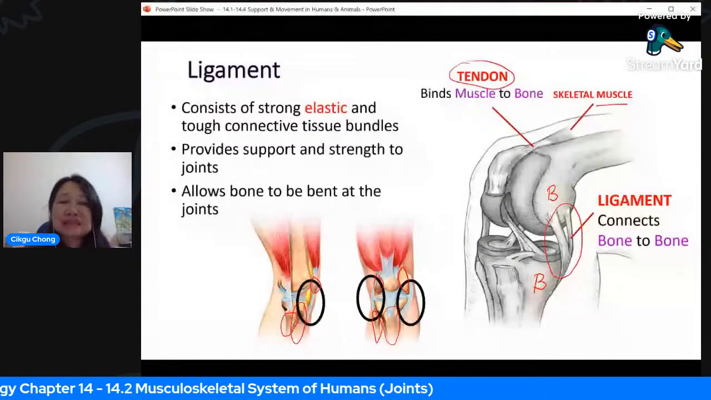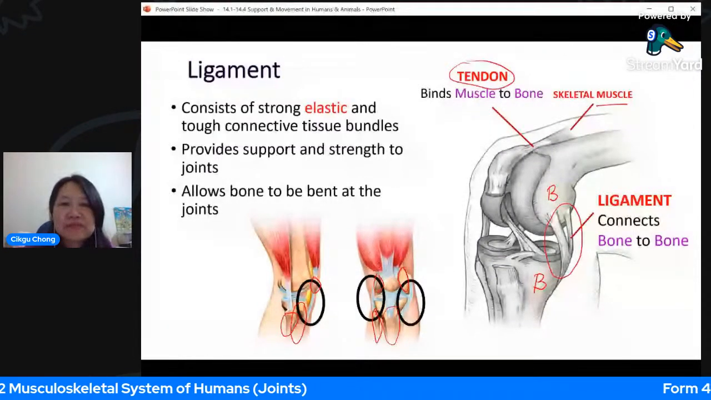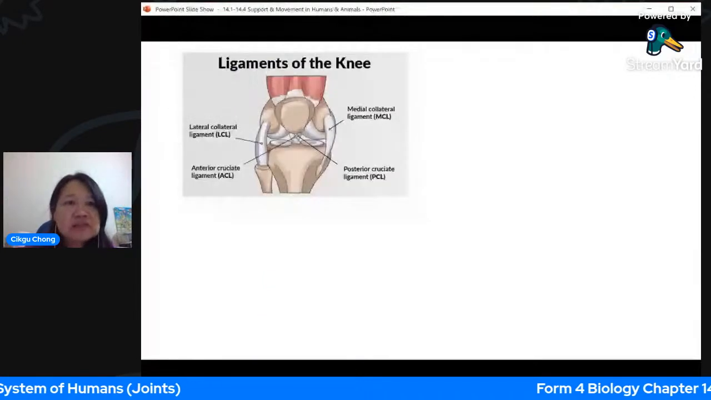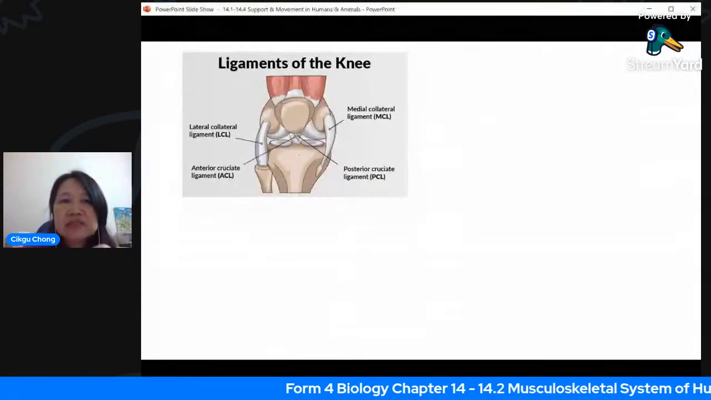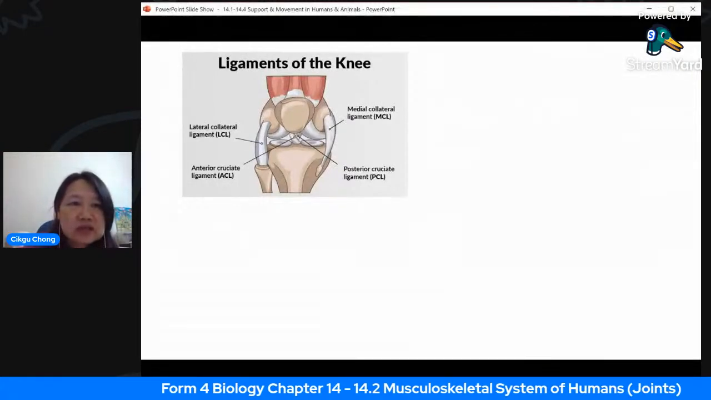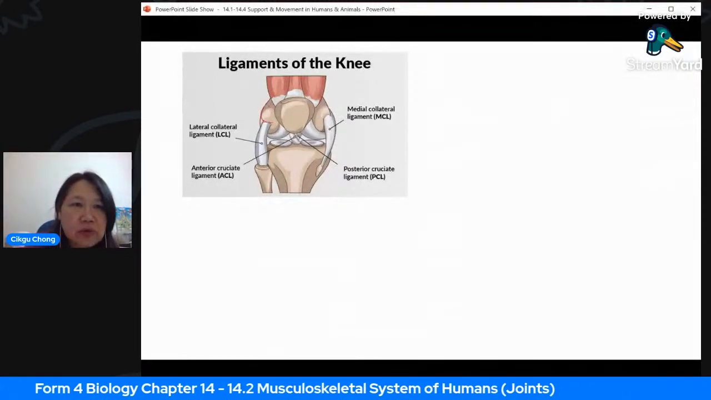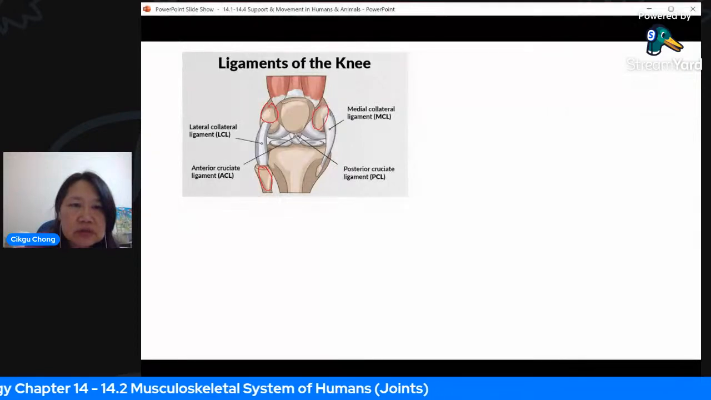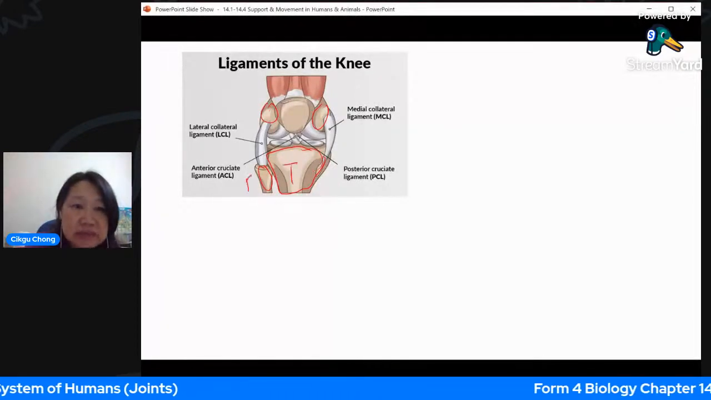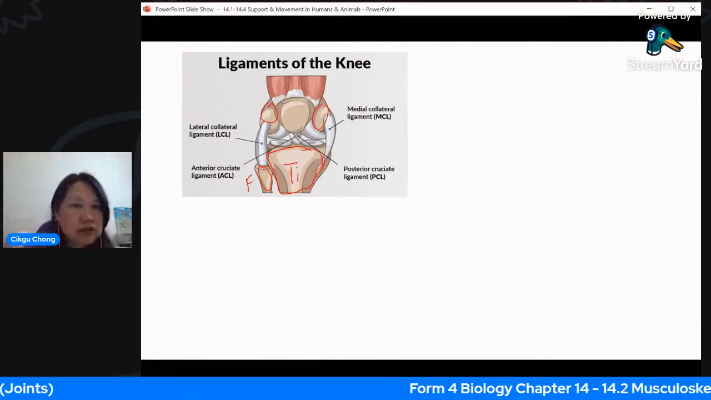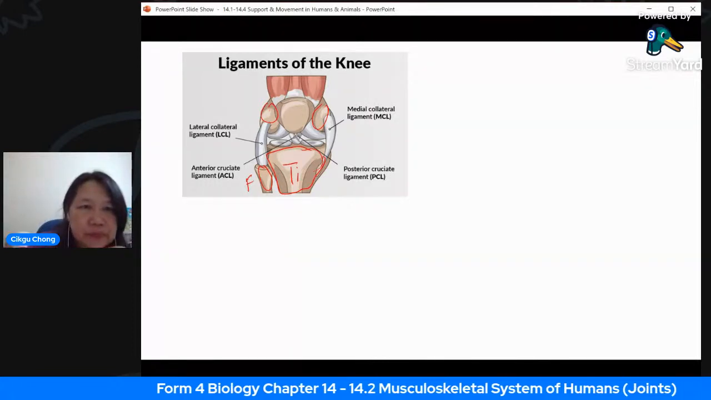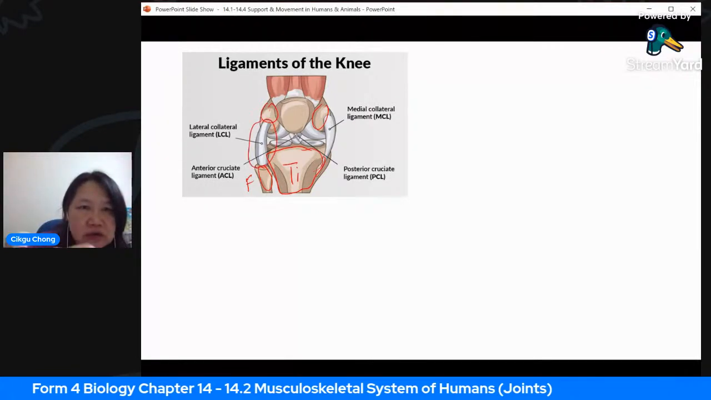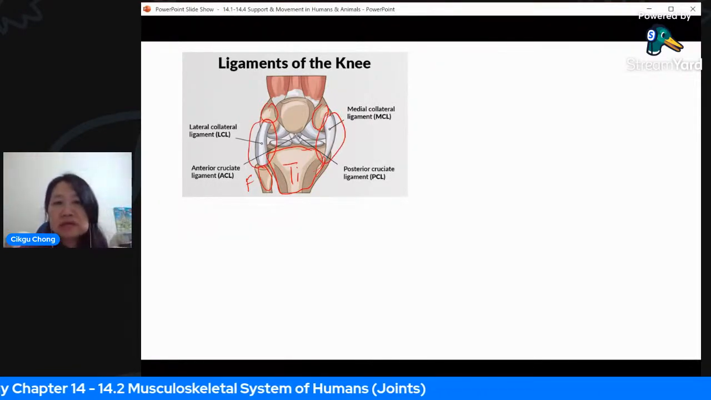Okay, now look at some more pictures of the knee. Now you see all this. Now the yellow color, not brown color one, these are your bone. This is your knee. Okay, the back of your knee. So this is your bone. Here is a bone. This is a bone here. This is the tibia. This is the fibula. And you see the white color things there. This is your ligament.